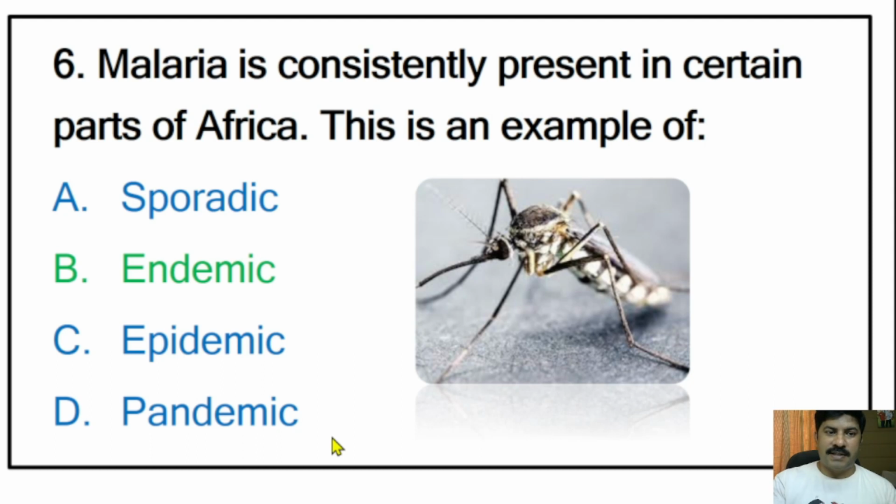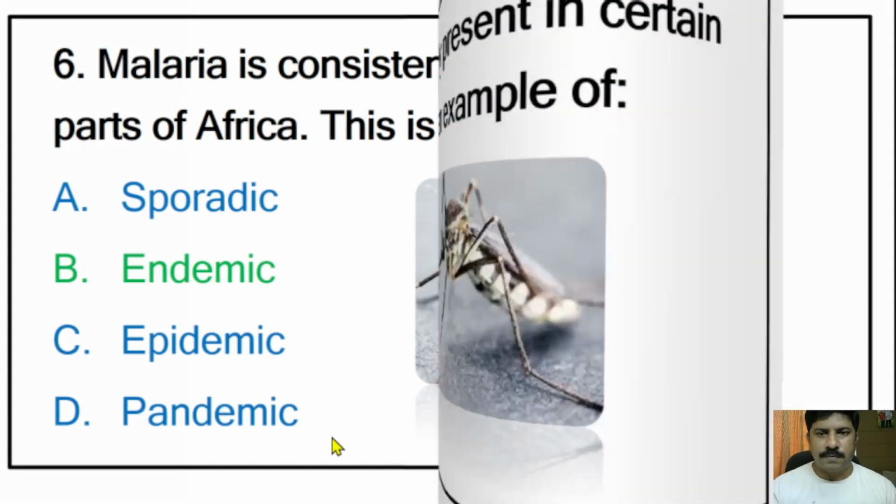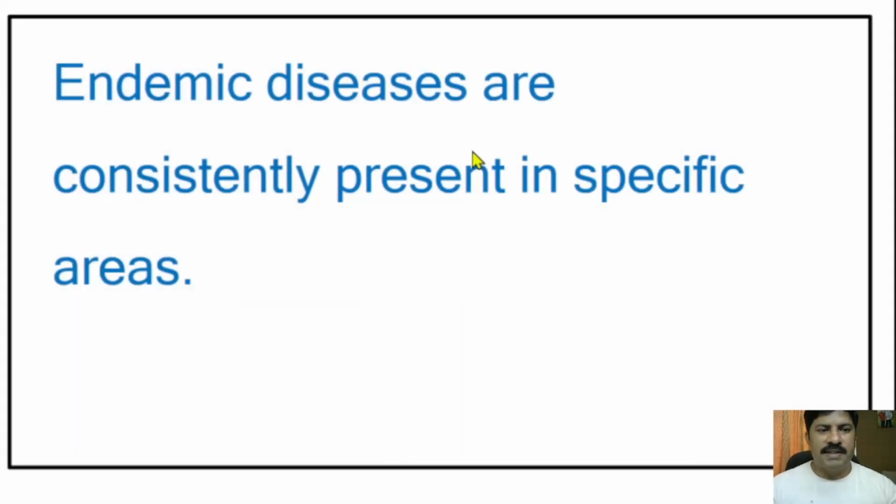An increase in the number of cases means epidemic. Sporadic means there will be occasional occurrence of disease here and there. Pandemic means worldwide spread. Endemic diseases are consistently present in a specific area. So we already learned.